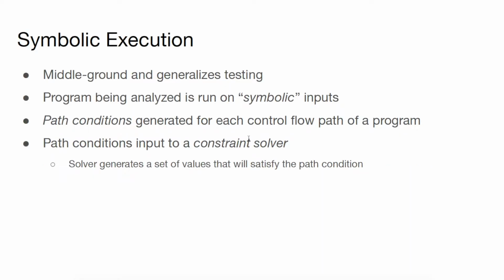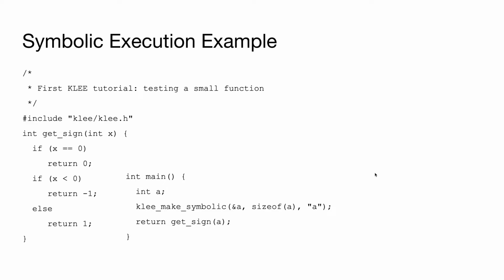Symbolic execution hits a middle ground and generalizes software testing. In symbolic execution, a program is executed on symbolic inputs. Path constraints are generated for each control flow path of the program, which is then supplied as input to a solver. The solver returns a set of values that will satisfy the path constraint. Now that we know what symbolic execution is and why we care about it, let's take a look at an example of how it works.